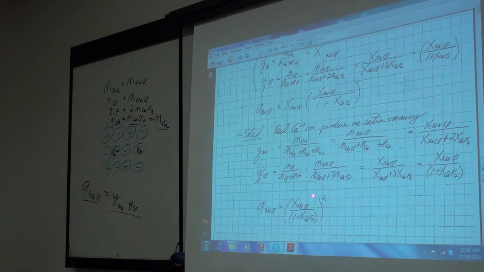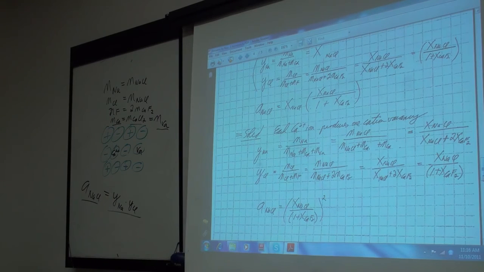The second term here is the same as the second term here, but the first term here was X sodium chloride. Now it's X sodium chloride over X sodium plus 2X calcium, which is 1 plus X calcium. This is X sodium plus 1 plus X calcium. This is the same as this. Okay, so you have a denominator in here, so that lowers the activity of sodium chloride. So this activity of sodium chloride is smaller than this activity of sodium chloride, so this solution is more stable.